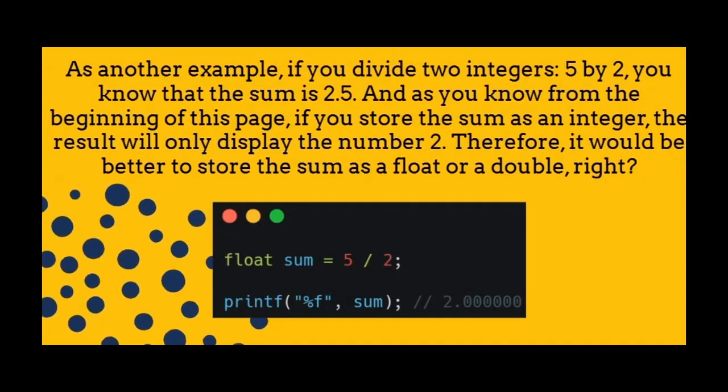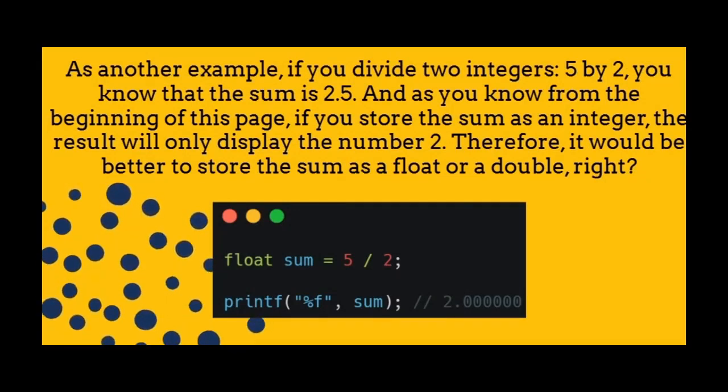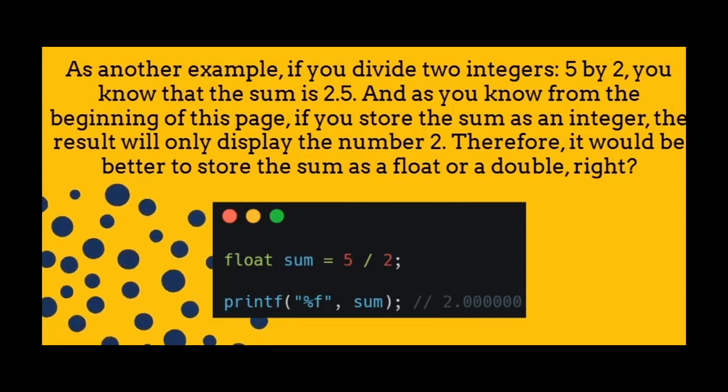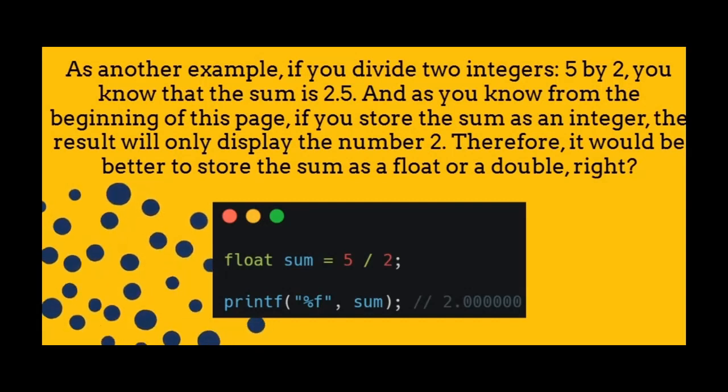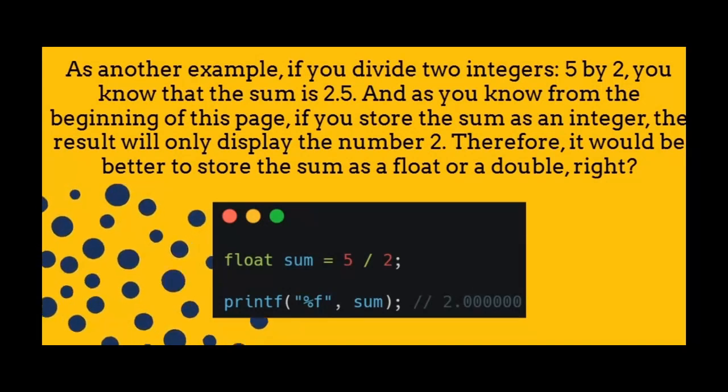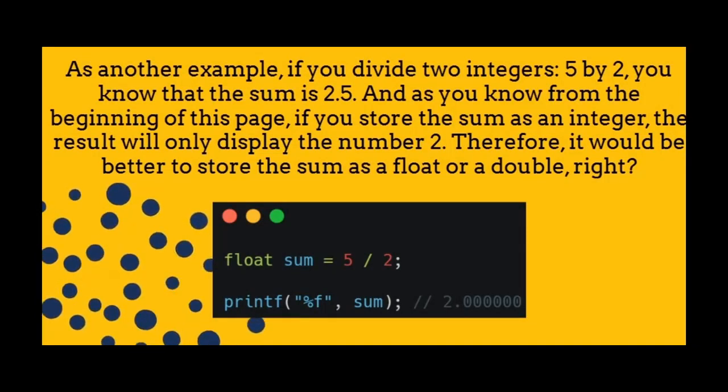As another example, if you divide two integers, 5 by 2, you know that the sum is 2.5. And as you know from the beginning of this page, if you store the sum as an integer, the result will only display the number 2. Therefore, it would be better to store the sum as a float or a double, right? Why is the result 2.0?